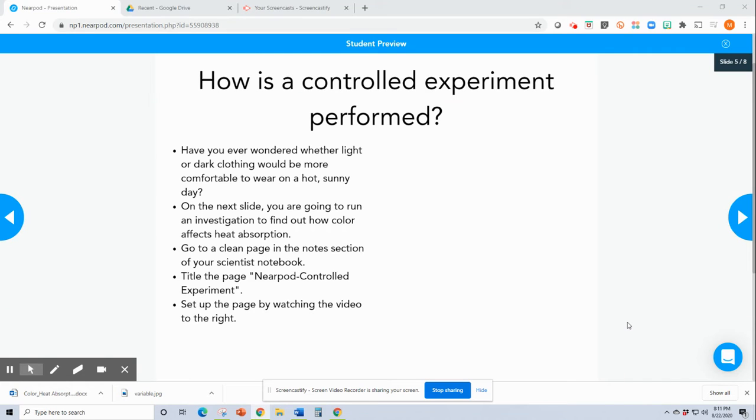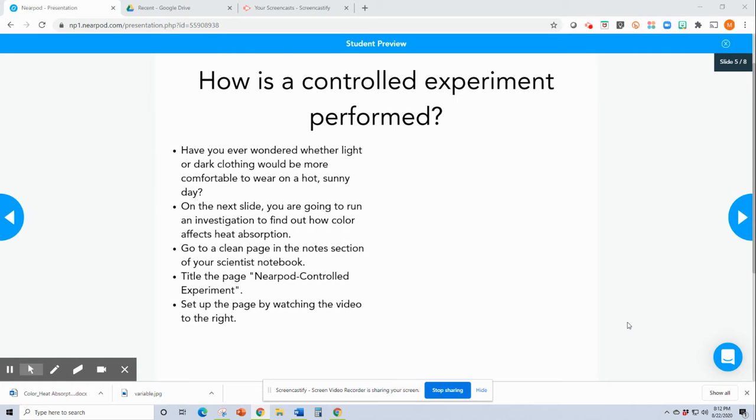Hey guys, when you get to this slide, we are going to have you actually use a simulation in just a minute to do an experiment. And this experiment is about whether light or dark colored clothing would be more comfortable to wear on a hot, sunny day. And what we're actually going to look at is how the color of different fabrics affect how much heat is absorbed. And so to get you ready for this, we need to actually set up your scientist notebook.